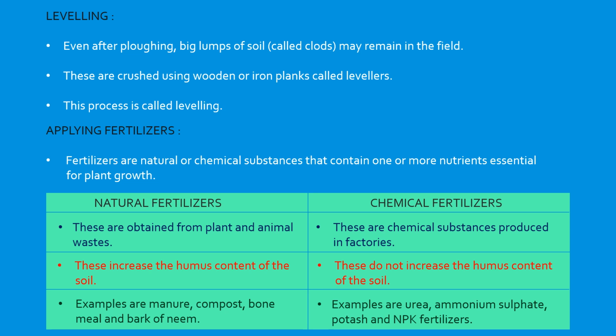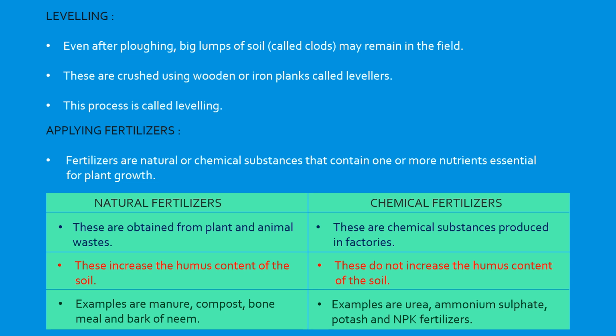What are fertilizers? Fertilizers are natural or chemical substances that contain one or more nutrients which are essential for plant growth. Okay, they are using fertilizers because the level of nutrients in the soil is decreasing, because all the plants are using up the nutrients. So we have two types, natural and chemical fertilizers. Let us know the difference now.